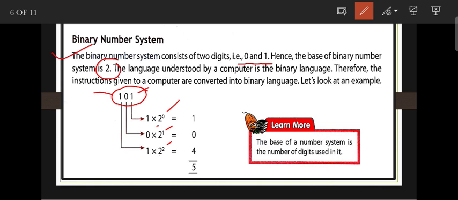The base of a number system is the number of digits used in it. The most important thing is that a binary number consists of two digits, 0 and 1, and the base of the binary number system is 2.